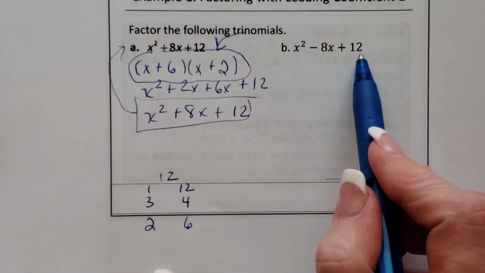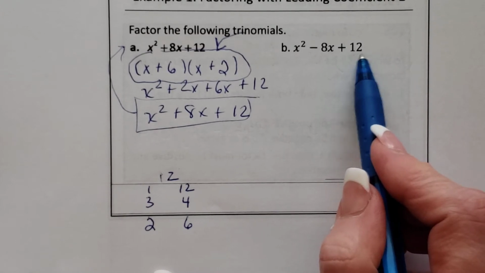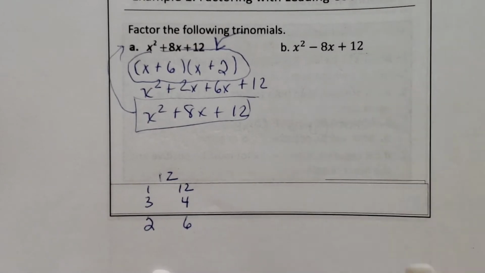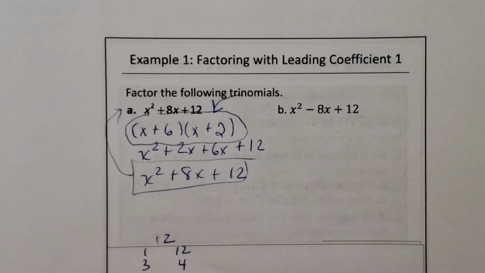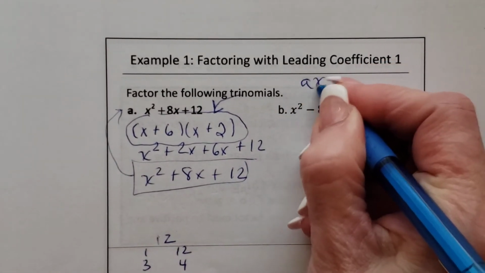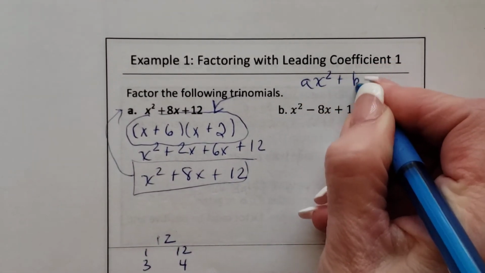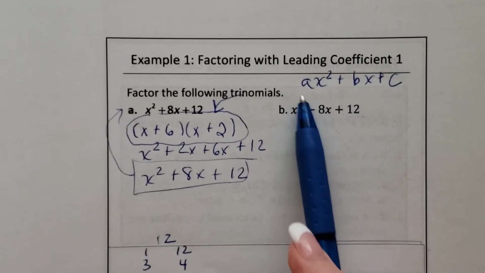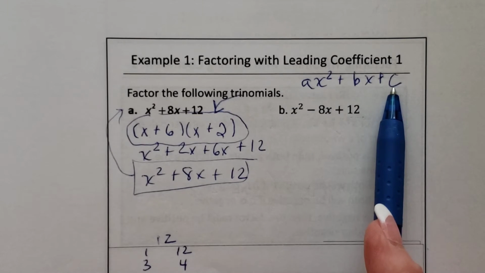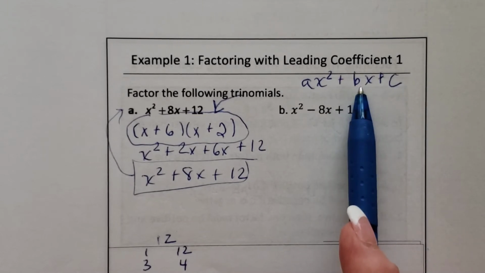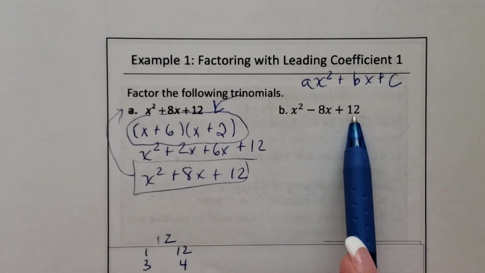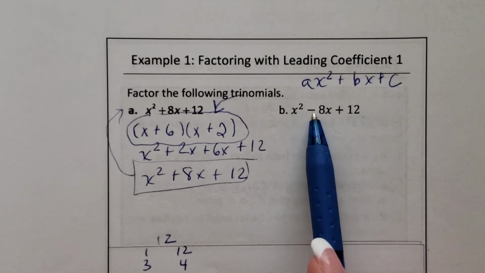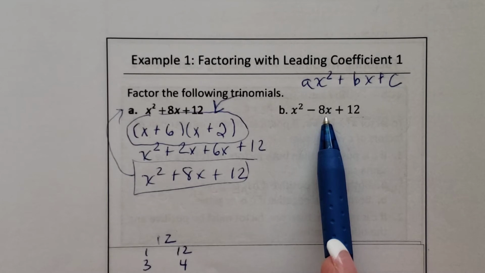You want two numbers that multiply to give you the letter C. So if this was in the form a plus b plus c, we want two numbers that multiply to give us c and add to give us b. This time we want two numbers that multiply to give us 12, but when we add them, we want to get negative 8.